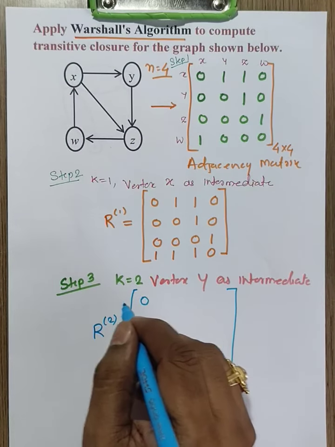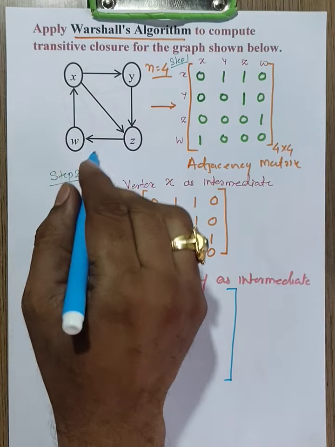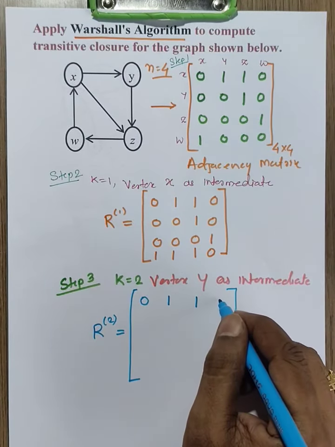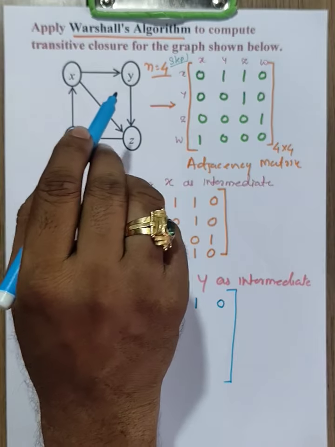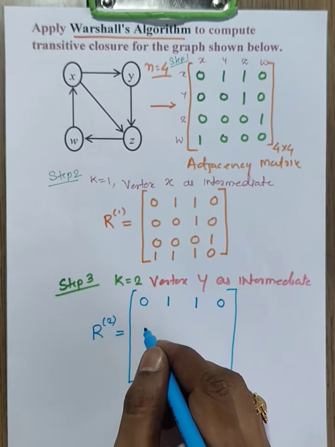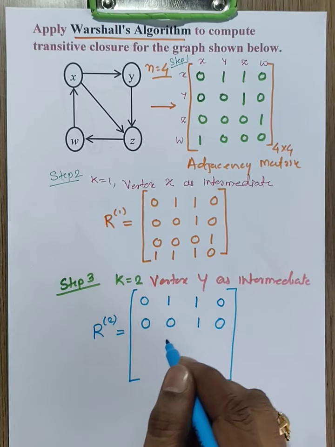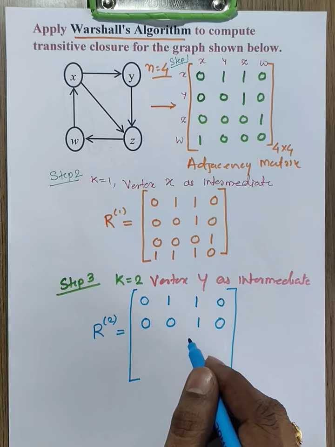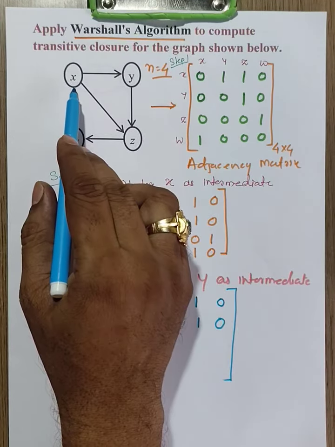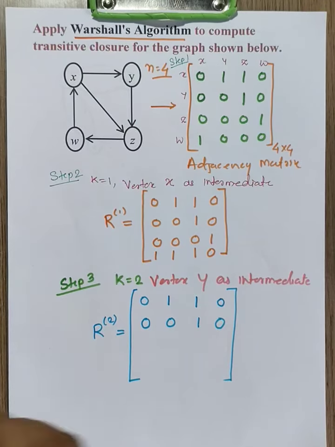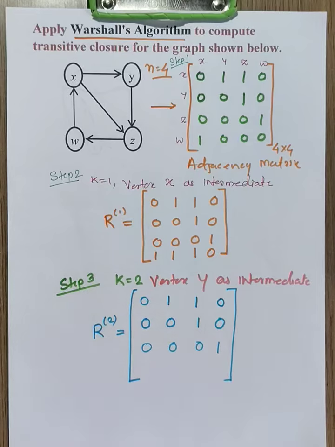Must x to y 1, x to z already 1 is there. X to w you can take transaction, no, this is 0. The next, y itself as an intermediate vertex. Y itself as an intermediate means this row will get same values, right? Next, from z to x edge is there, no. Z to y is there, no. Must z row will get same values, 0, 0, 1.